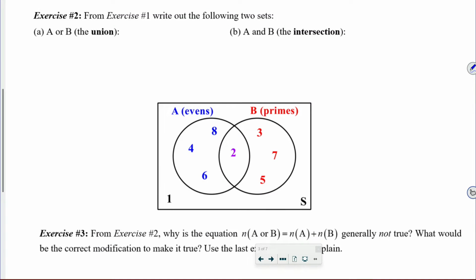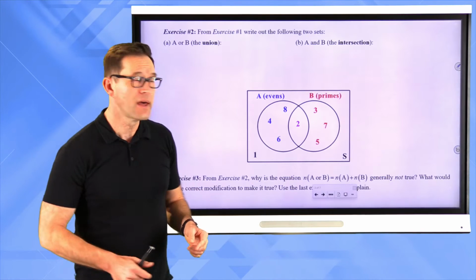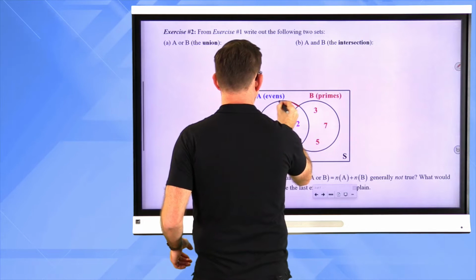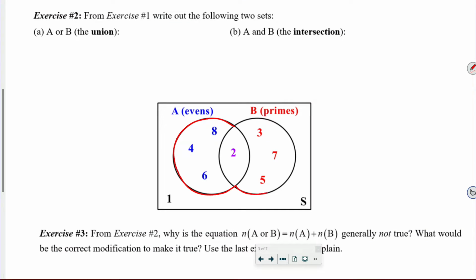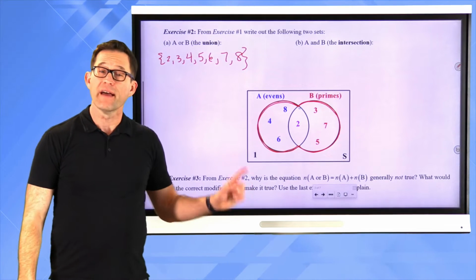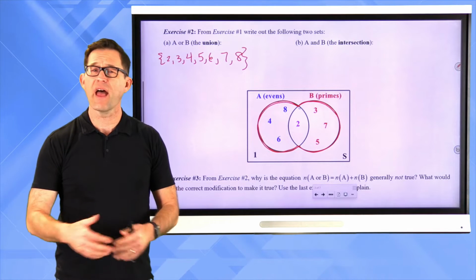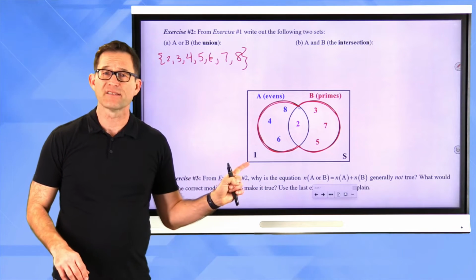From exercise number 1, write out the following two sets, A or B, the union. All right, now again, the union is literally, I take the evens, I put them together with the primes, and we are talking about that particular set, and therefore that is literally 2, 3, 4, 5, 6, 7, 8. It is literally everything except for the number 1, right? The union of the sets A and B is everything that was in our sample space except for the element 1.